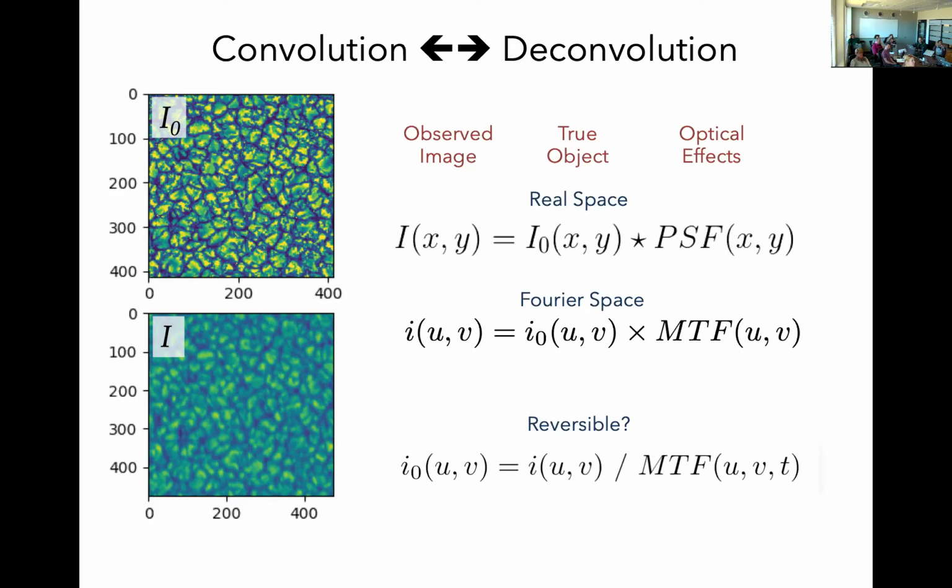So this seems pretty simple. It should just be entirely reversible, right? This is great. I can get the Fourier transform of my real image back, and take it back to real space, by dividing my observed image by the MTF of my system, and so I'll get my true image back. So does this work?